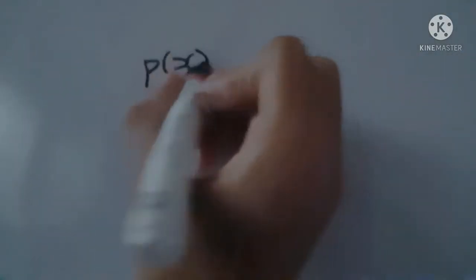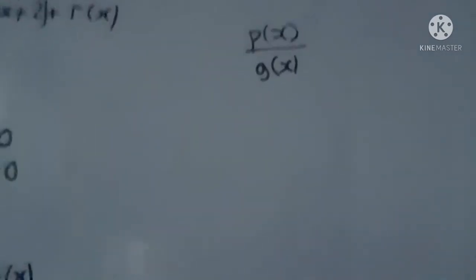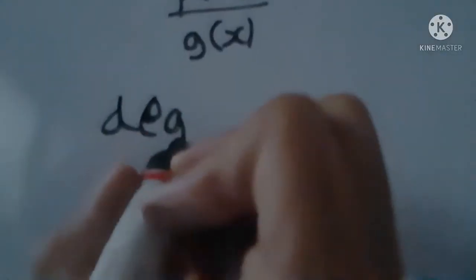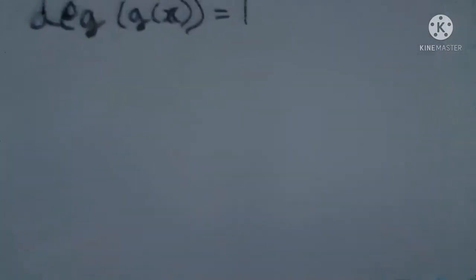Let's say we have a polynomial p of x divided by some g of x. Let's say the degree of g of x, let's call this the deg function of g of x, is equal to 1. Then we know what we do, right?